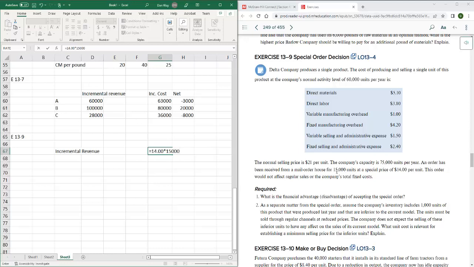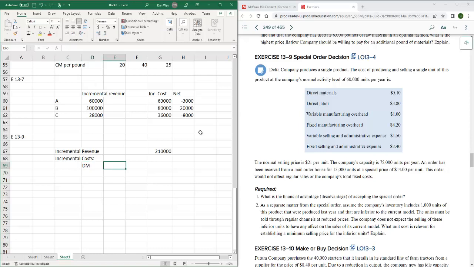Okay, there's our special order, 15,000 units at 14 bucks. So incremental revenue, 210,000. Now let's figure out what the incremental costs are. I'll go ahead and list these one by one, make sure we're clear on each one.